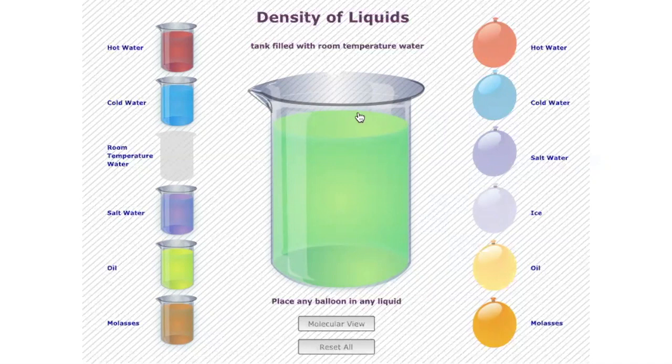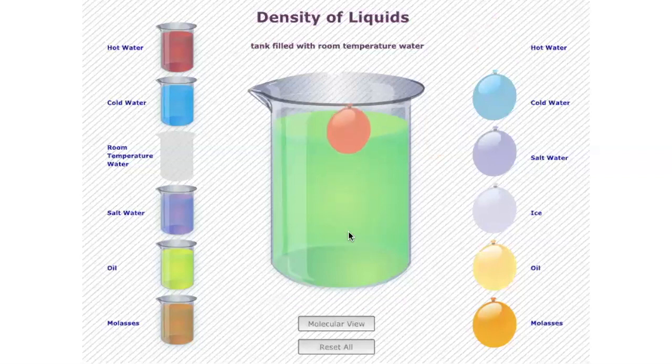So what we're starting with is a beaker full of room temperature water, okay? This is the same temperature as if you've got a bottle of water that you just threw on your countertop and you forgot about, it would be that temperature. It's just the temperature of the air in the room, okay? So the first thing it's asking you to do is to grab this hot water balloon, drag it over here, and plop it into that beaker. What happens to our balloon? Does it float? Does it sink?